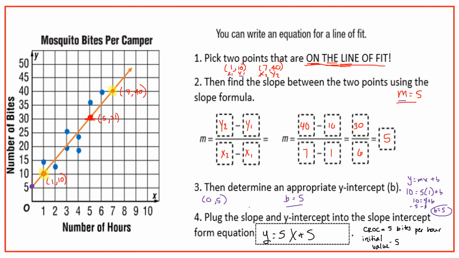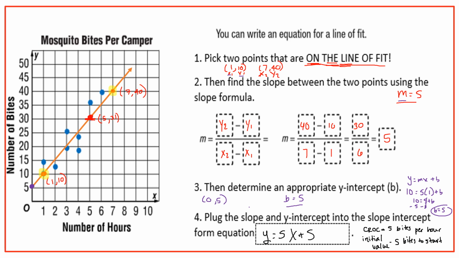So our initial value is also 5. So that means whoever went out there, all the campers, the students, they had 5 bites to start with. Okay, so someone had already gotten bitten up by mosquitoes. So they had 5 bites to start with already, and then everyone's getting 5 more per hour. So, I mean, we live in the South, so it's not too bad, I would say, for a bunch of campers. But some places that would be really bad.